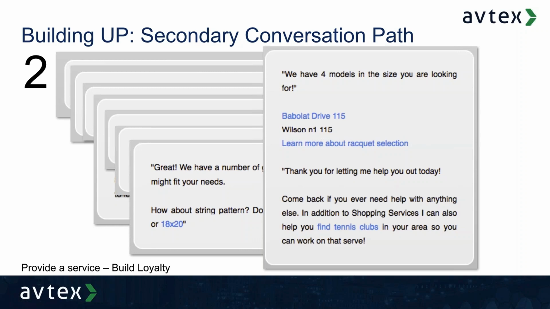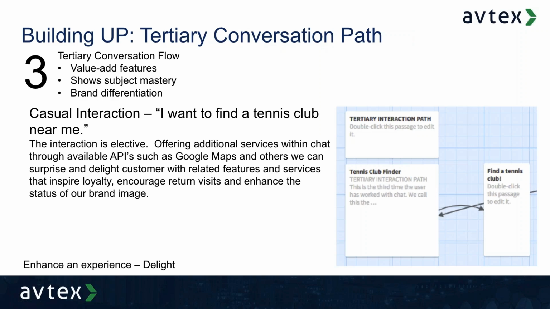And now we surface more features and we say, thank you for letting us help you today. Come back if you ever need help with anything else. In addition to shopping services, we can also help you find tennis clubs in your area. Now we're getting into the third or tertiary interaction, where we're providing value and delighting the customer. We're surprising the customer by providing them with something they hadn't expected. So this is more of a casual interaction.